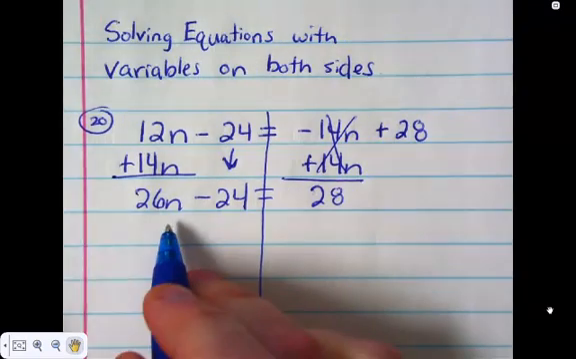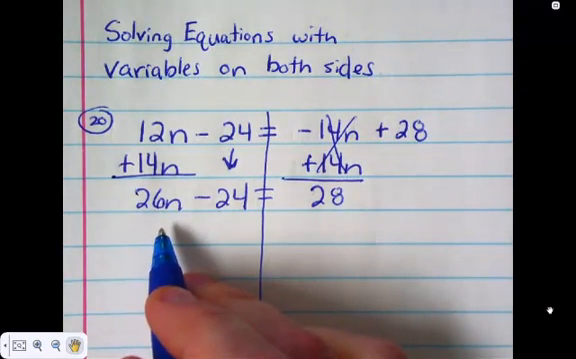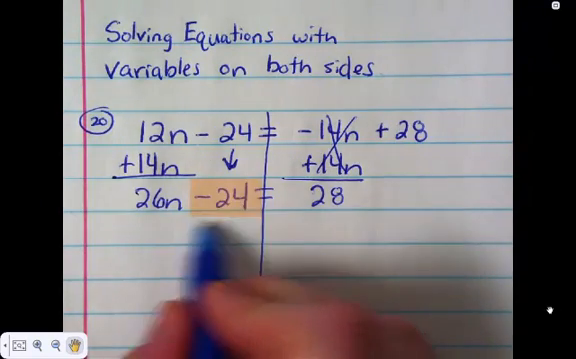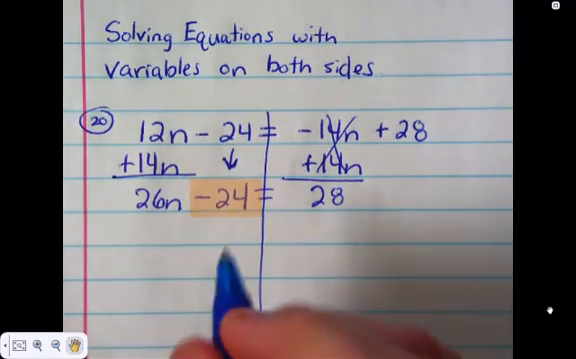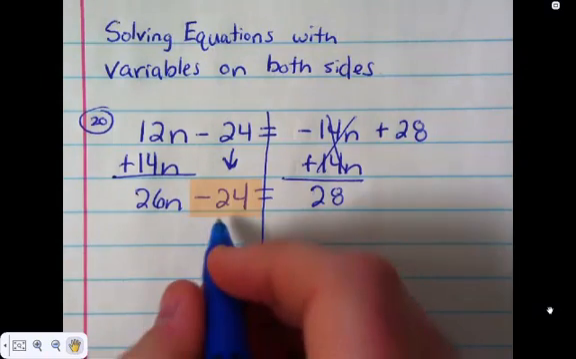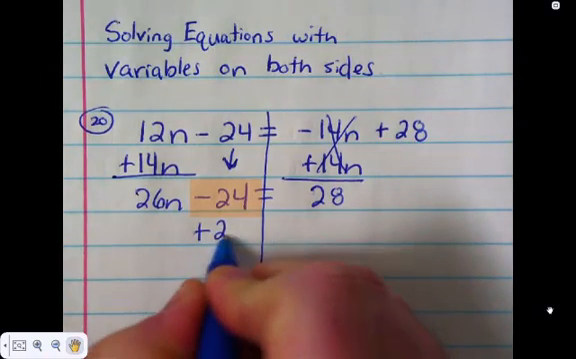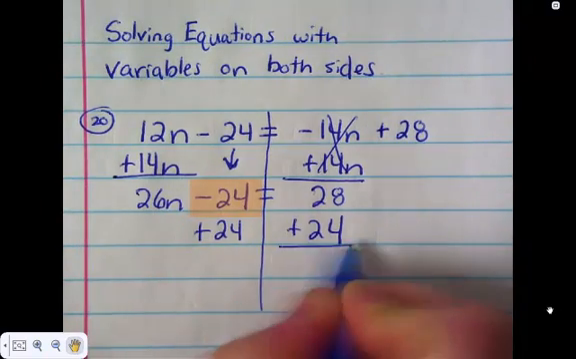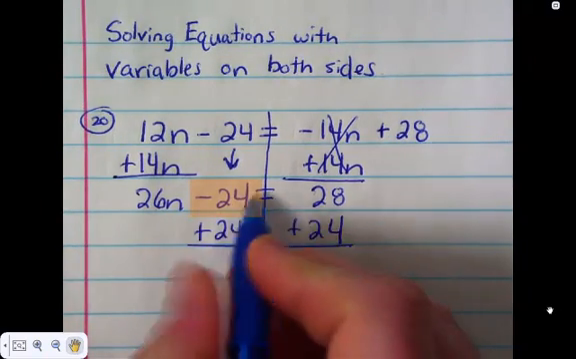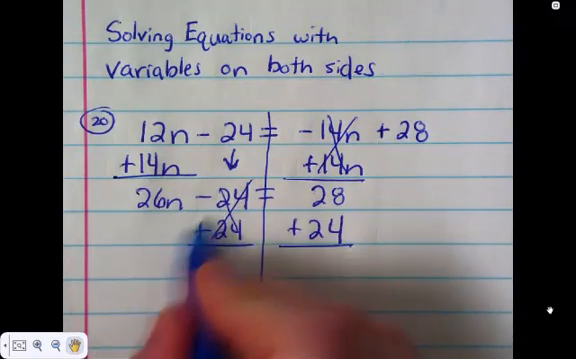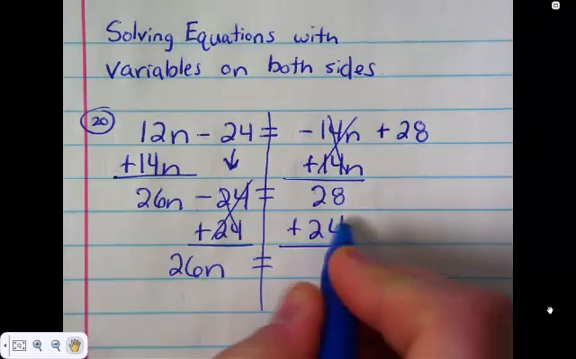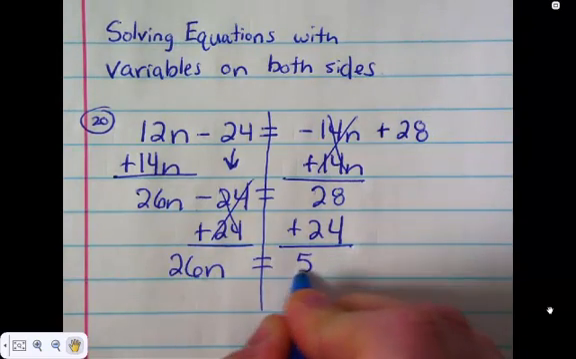Okay, now that we have the variable on one side, we want to get rid of our whole number, and we want to pull it to the other side. So to get rid of a negative 24, and we want that to turn to 0, we add 24 here, and we add 24 here. By doing that, we can solve. This becomes our 0, or it cancels out, and we still have our 26n left on the left-hand side. And the right-hand side, we actually solve that, and we get 52.